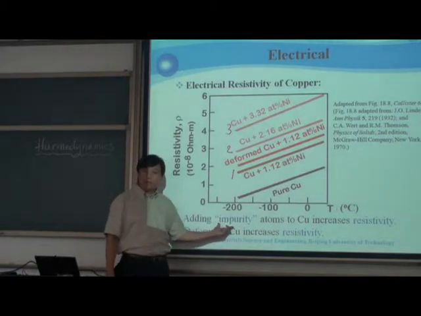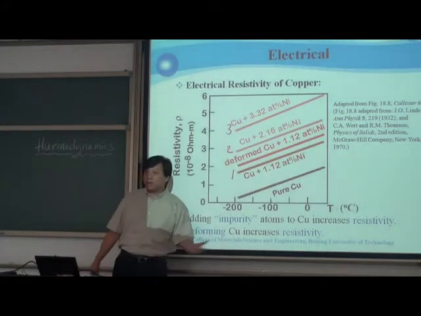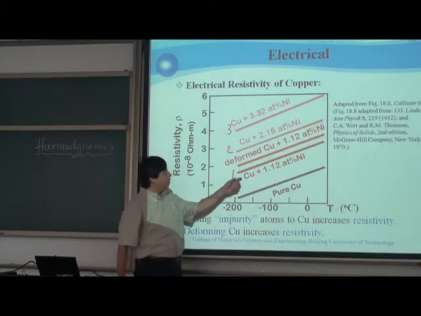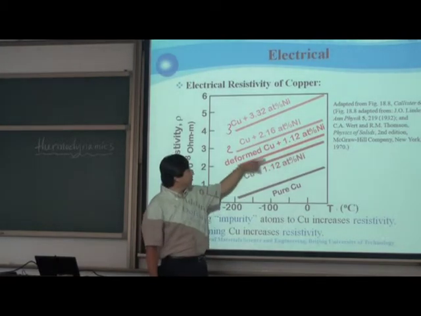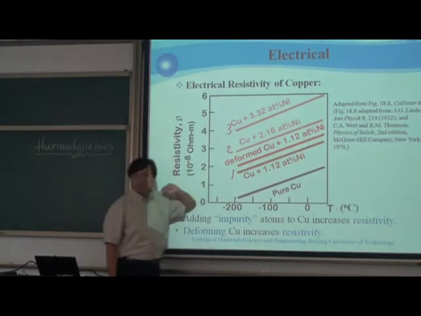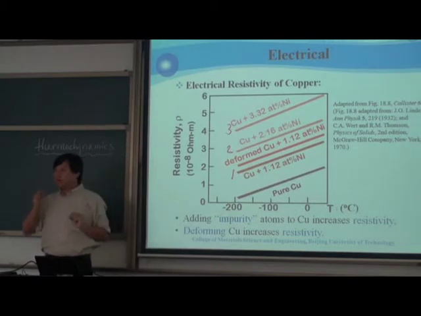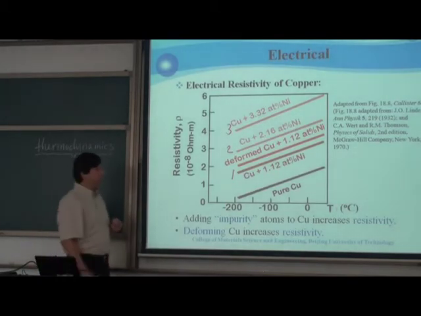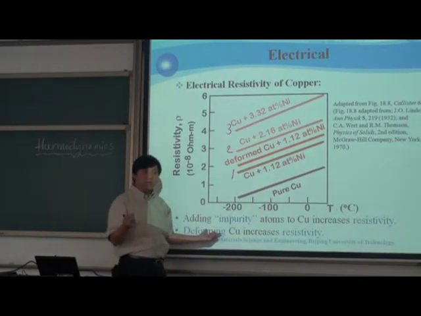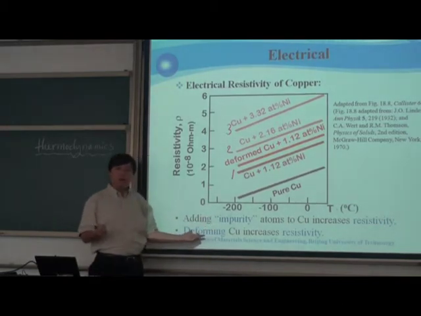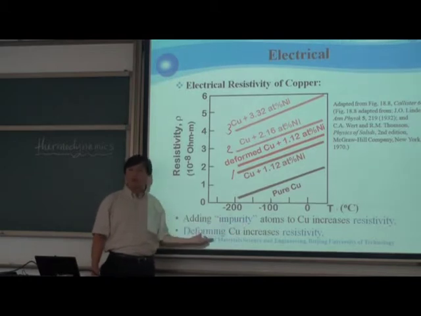Now, what are these impurity atoms? These are what? Nickel, right? So nickel, because nickel is added to copper only in a very small amount. So if you add only 1%, 2%, 3%, a very small amount of nickel to copper, the resistivity can change, but the amount of nickel is really small. That's why we call nickel impurity atoms to copper.